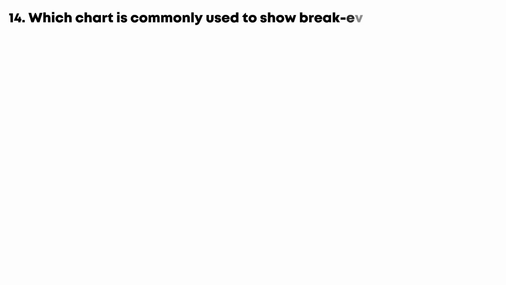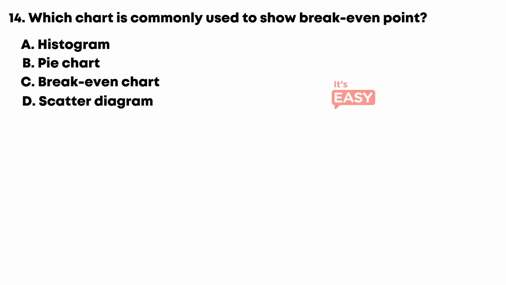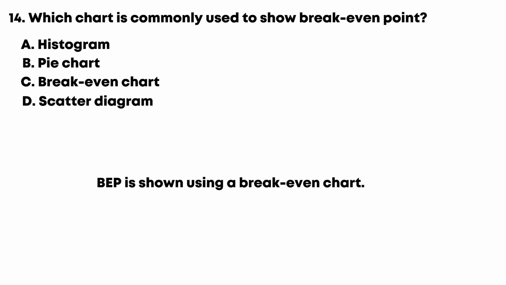14. Which chart is commonly used to show break-even point? A. Histogram. B. Pie chart. C. Break-even chart. D. Scatter diagram. Pause and answer. BEP is shown using a break-even chart. The answer is C, break-even chart. Don't skip this one, this type directly appears in exams.